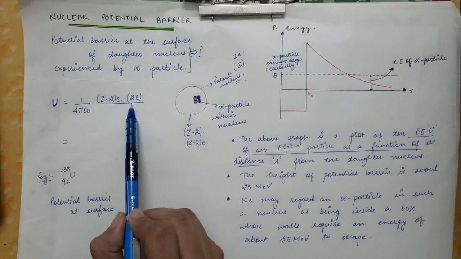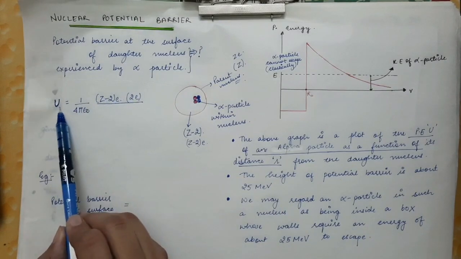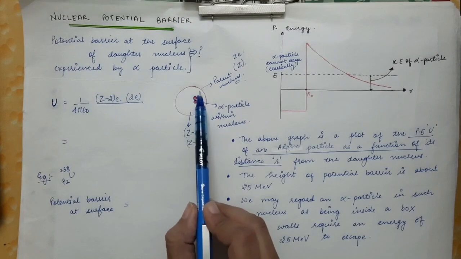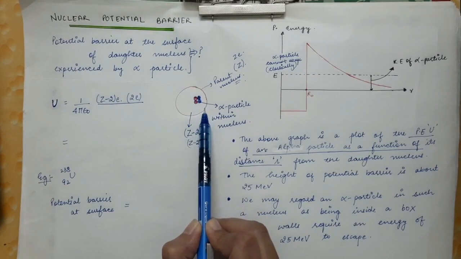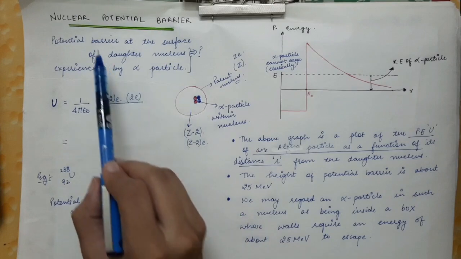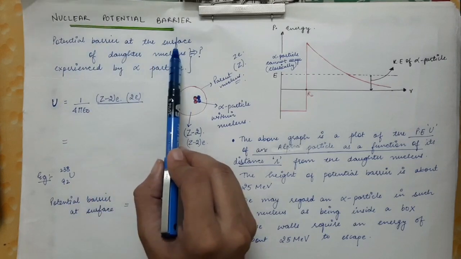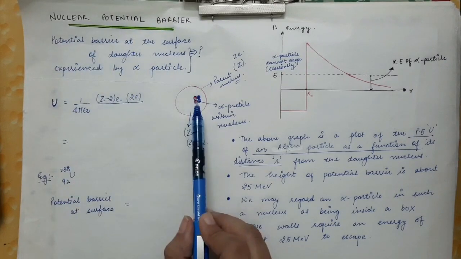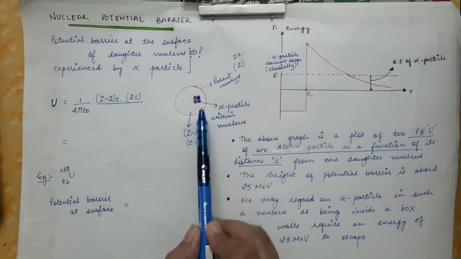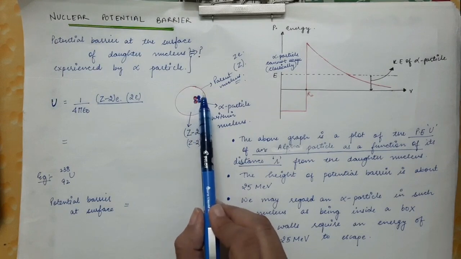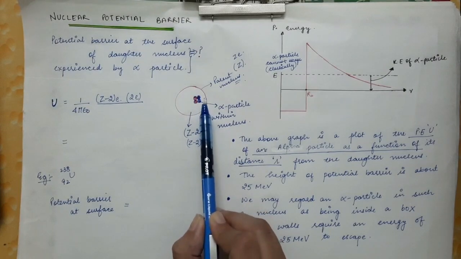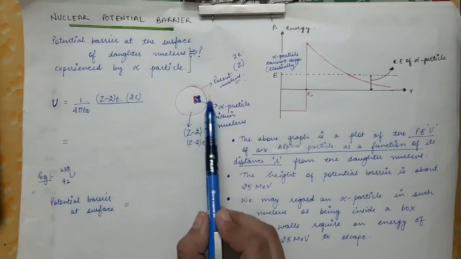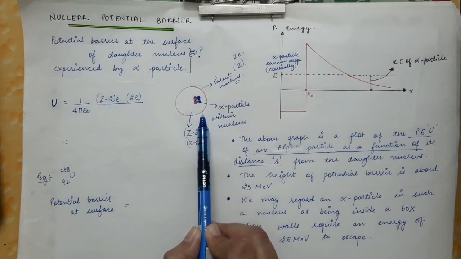So what will be the distance? Now we are going to find the potential barrier. This potential energy is found when the alpha particle is at the surface of this nucleus. So we are going to find the potential barrier at the surface. This potential barrier must be encountered by the alpha particle at the surface. The alpha particle has to escape this potential barrier which is at the surface. So we have to find the potential energy only at the surface of this nucleus.